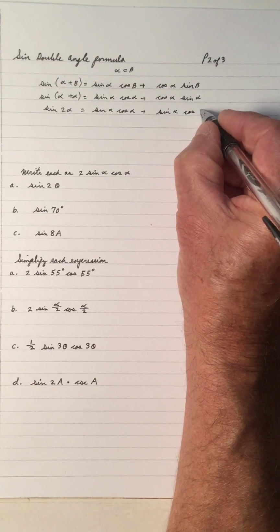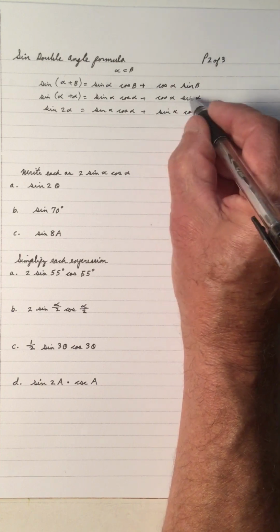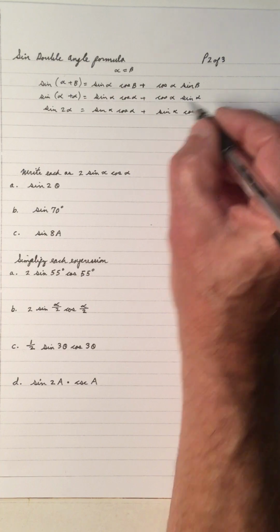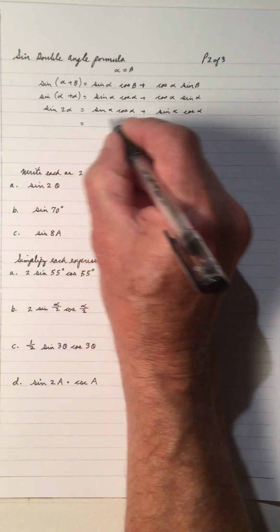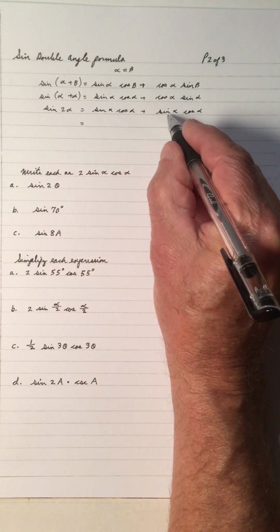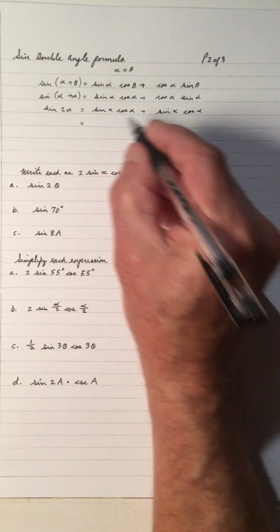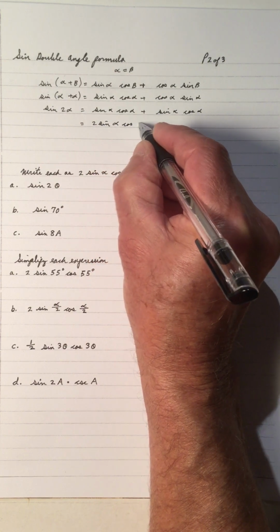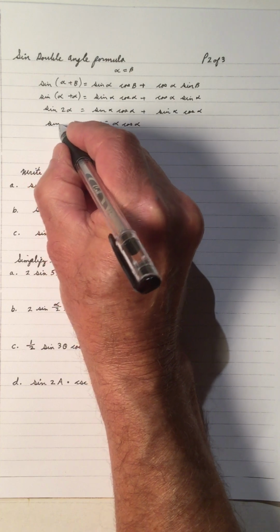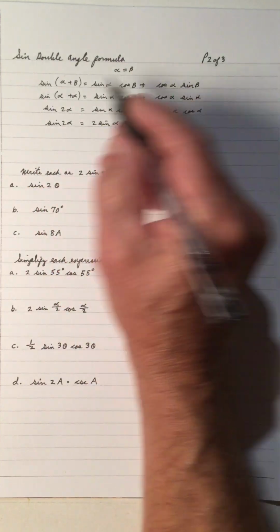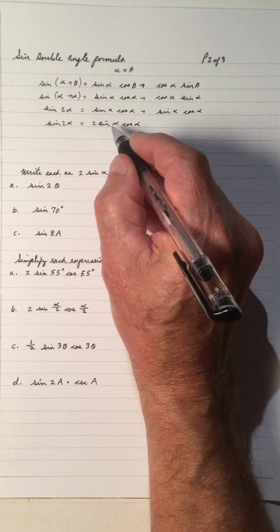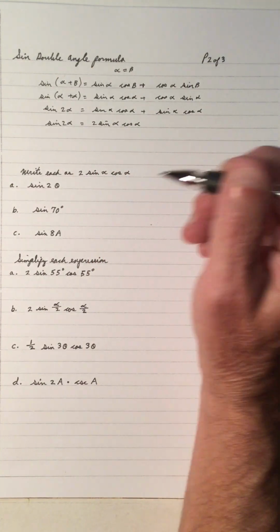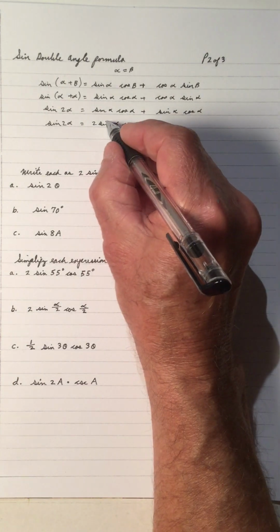It's reversed, but multiplication is commutative, like 2 times 5 is the same as 5 times 2. So sine alpha cos alpha is here and here, so that makes 2 of them. So the sine of 2 alpha comes out of the addition formula: it's 2 sine alpha cos alpha. You have to memorize that and be able to recall it when you need it.